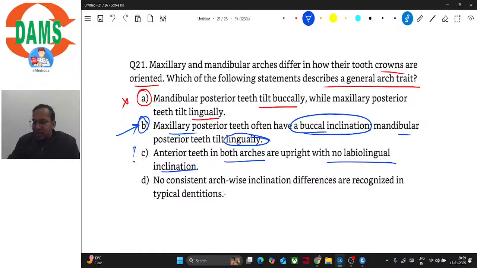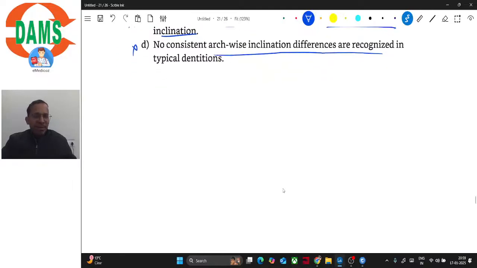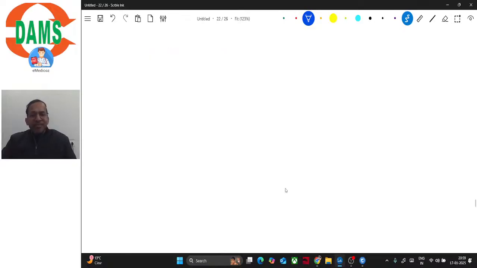Option D says no consistent arch-wise inclination differences are recognized in typical dentition. So obviously there is a difference. So option D is incorrect. And as for option C, this is also incorrect, isn't it? So none of the anteriors are upright labiolingually. They all have a slight lingual inclination, or lingual inclination. That you need to find out, right?